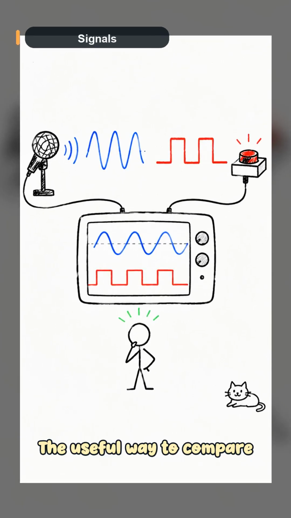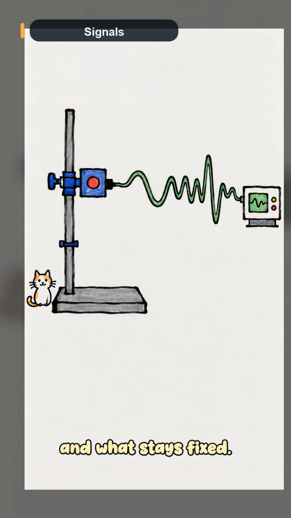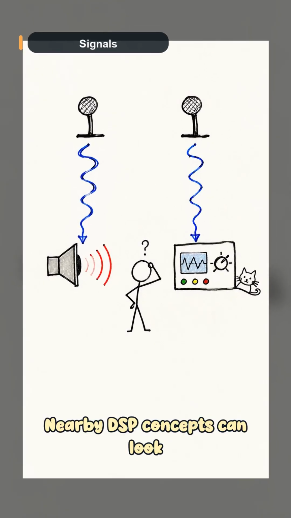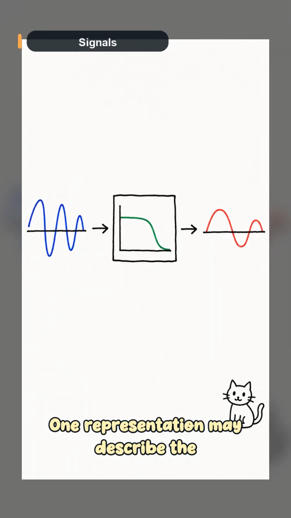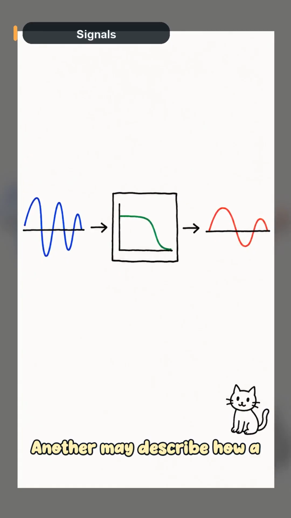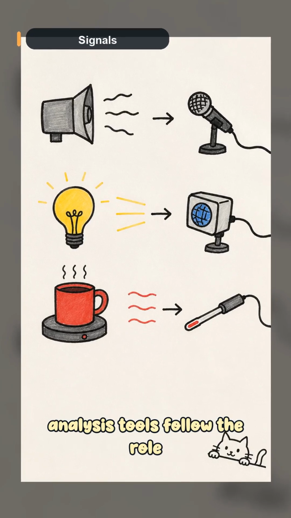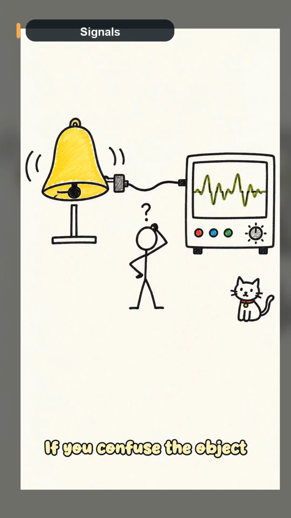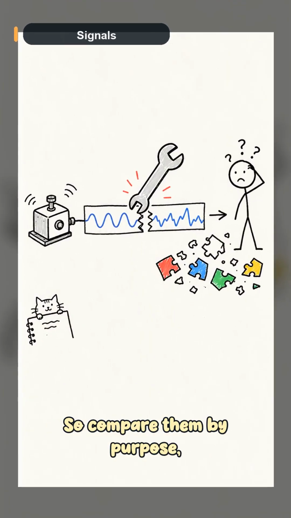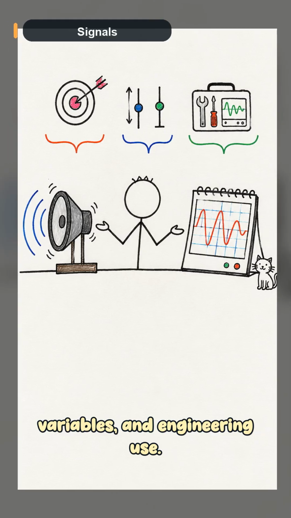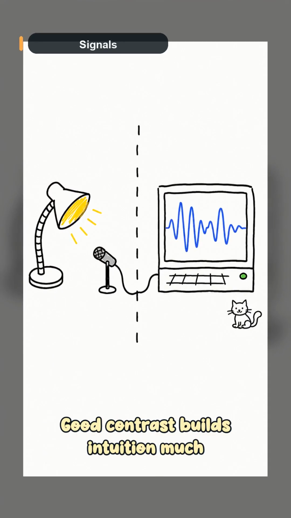The useful way to compare 1.1.2 physical representation of signals is to ask what changes and what stays fixed. Nearby DSP concepts can look similar while serving different jobs. One representation may describe the physical signal itself. Another may describe how a system acts on that signal. The distinction matters because the analysis tools follow the role of the object. If you confuse the object with the operation, the interpretation falls apart. So compare them by purpose, variables, and engineering use. That approach keeps the boundary clear without memorizing disconnected definitions.